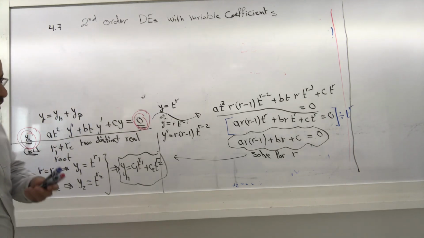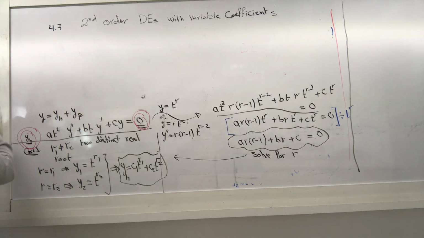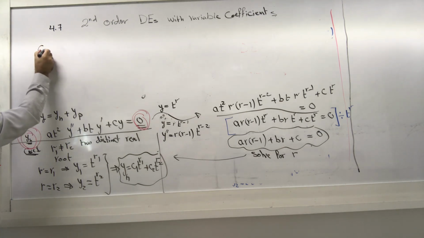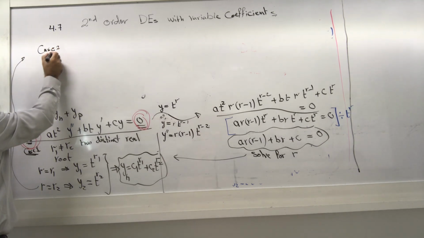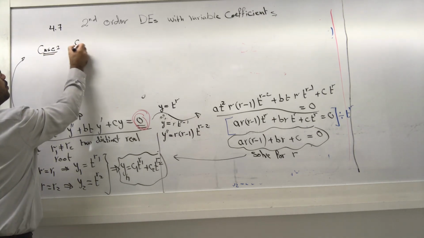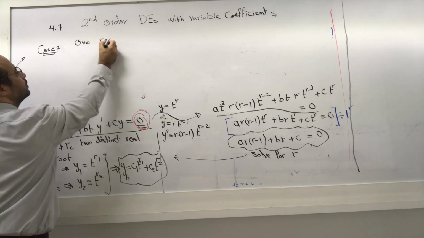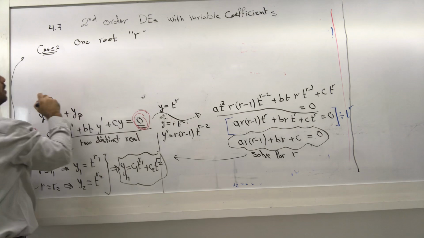Here is case number 2. I'm just continuing this here. Sorry, the board is very small. So case number 2: if we have one root, so we have one r.